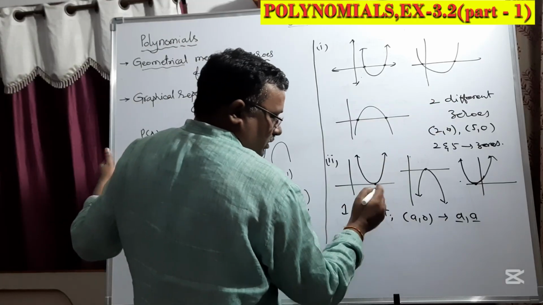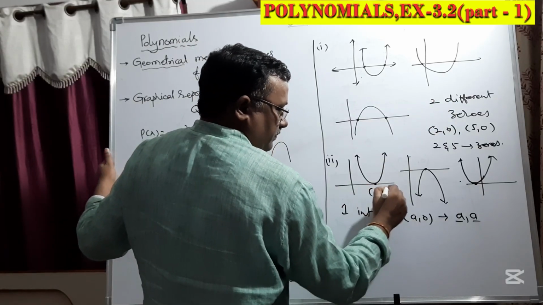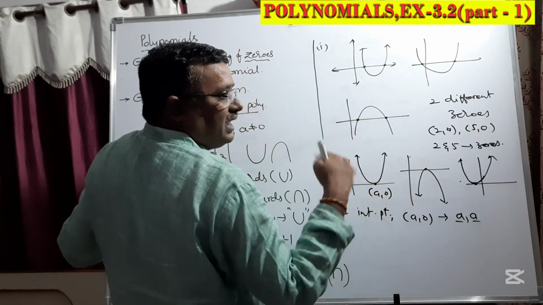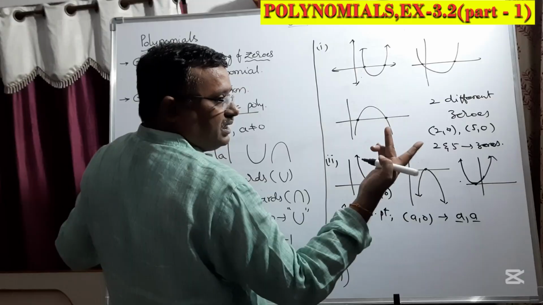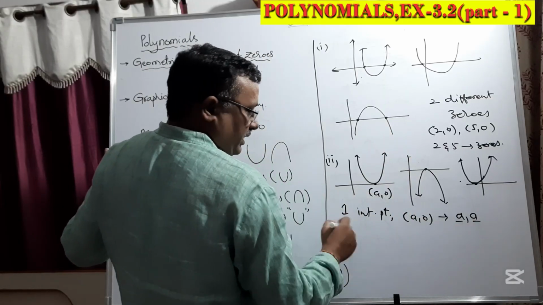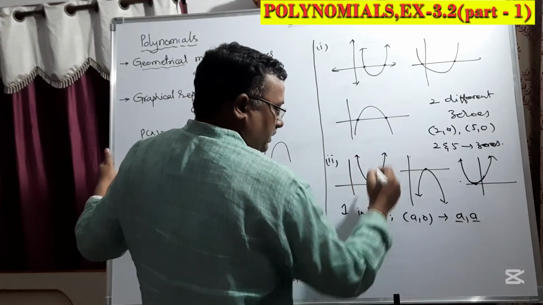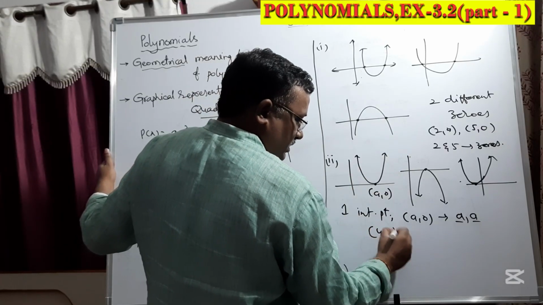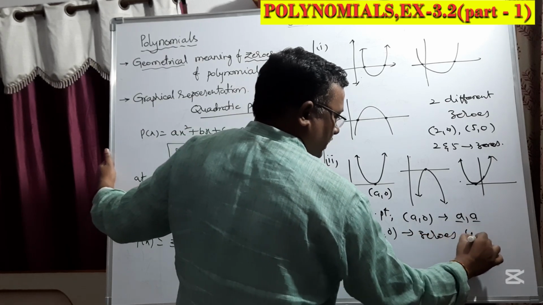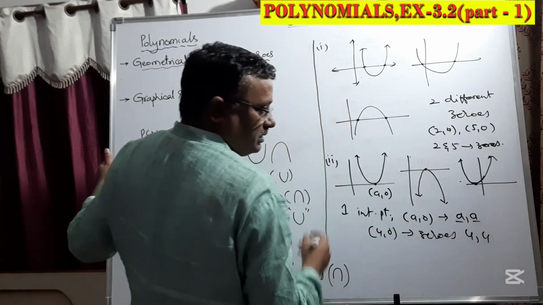Okay, so here you will get only one intersecting point, like this. But what about the other zero, since the degree is 2? That will be repeated. For example, if the polynomial is intersecting at (4, 0), then the zeros will be 4, 4, repeated zeros.